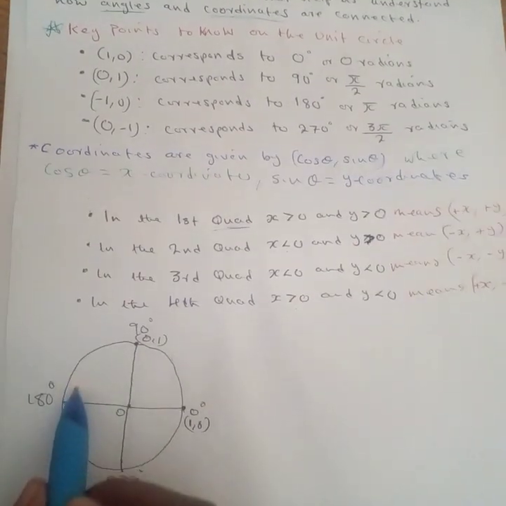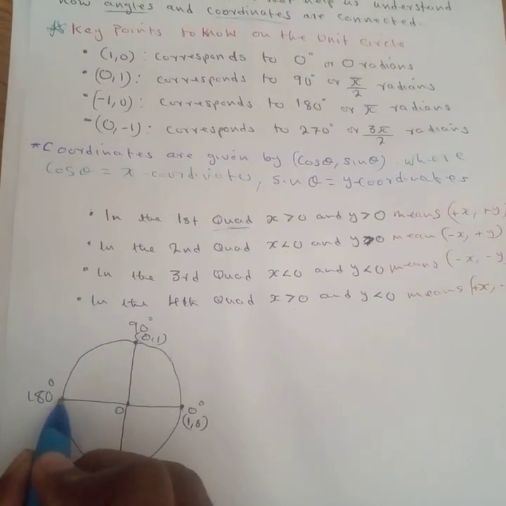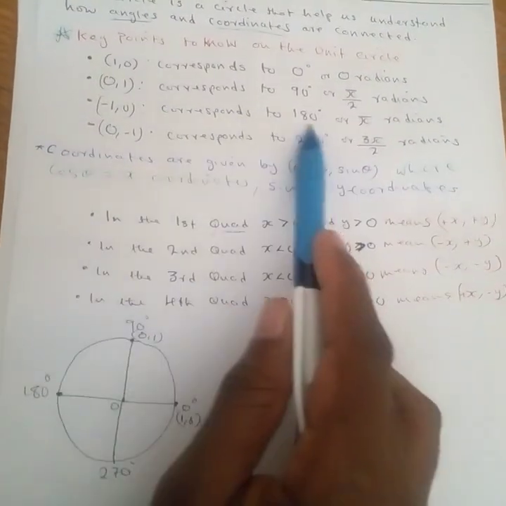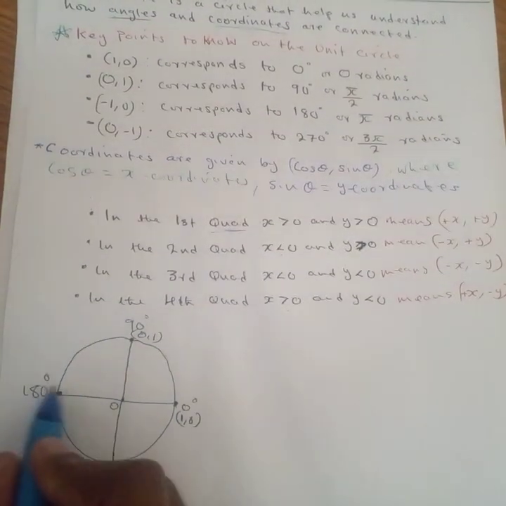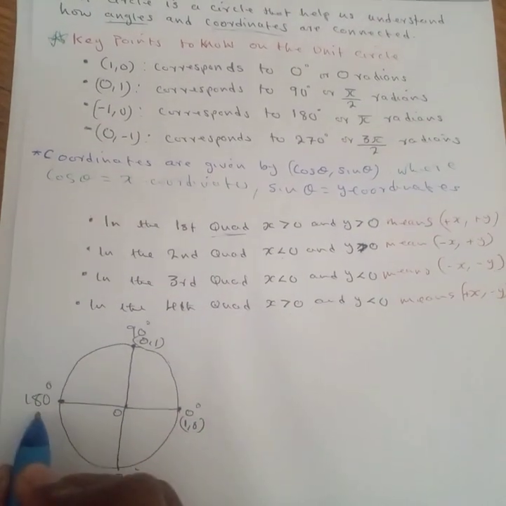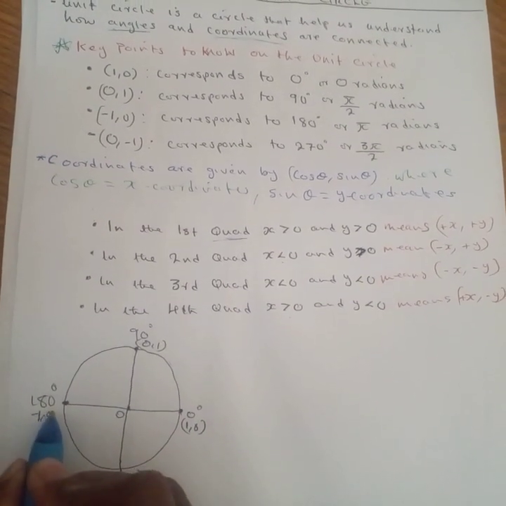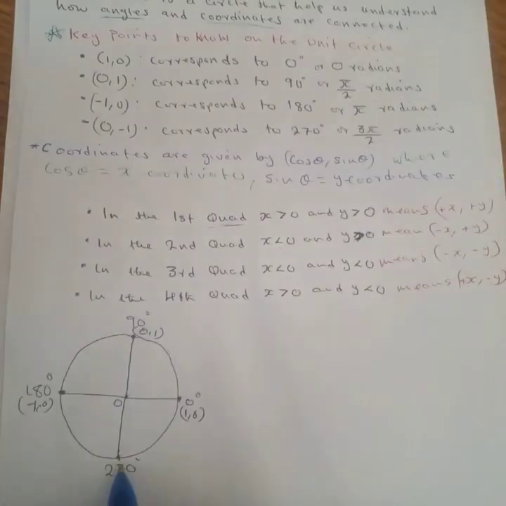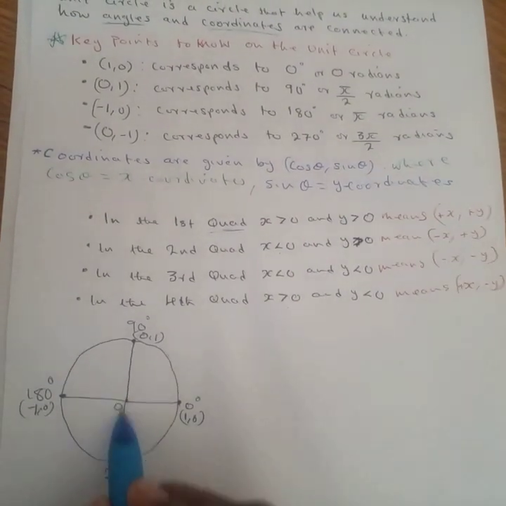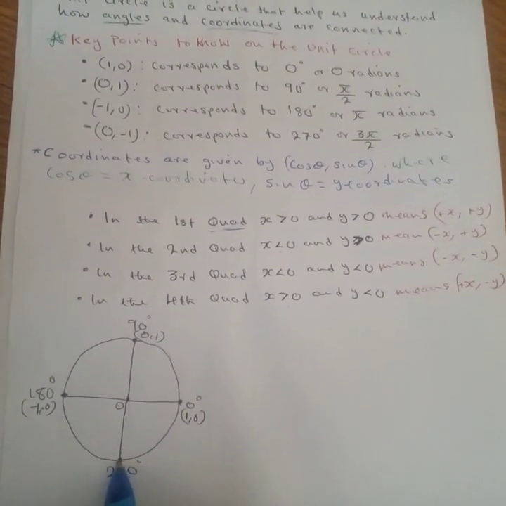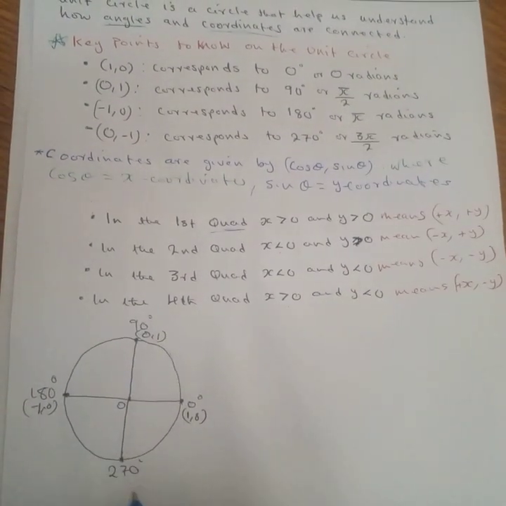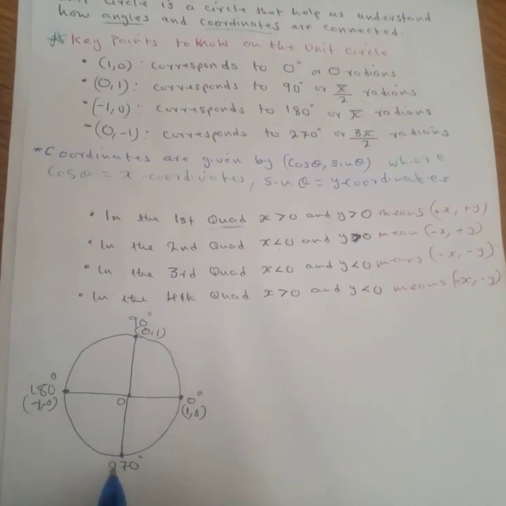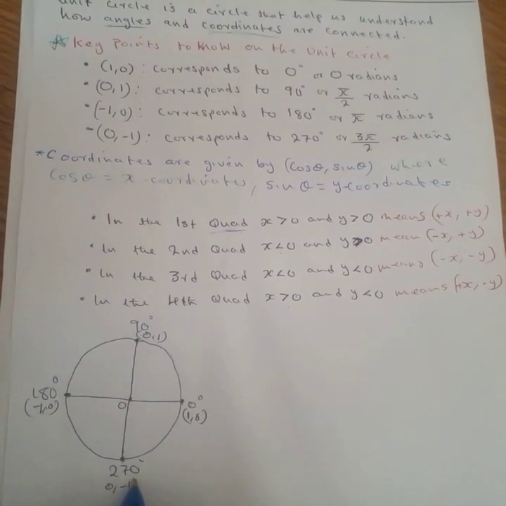And when you continue moving on this unit circle, when you reach here at 180 degrees, this point here, we looked at it to be (-1, 0). We can see that this is the x-axis and x is negative, so it will be (-1, 0). And when we continue moving here, we will reach the point where y is negative. We can see that y is negative on this side. So this is where we have the coordinates, where x is equal to 0, so (0, -1).